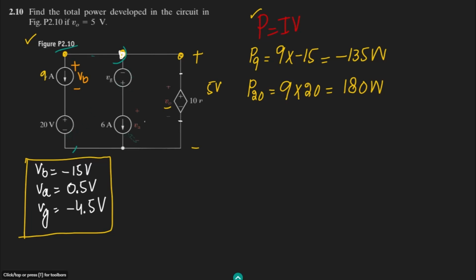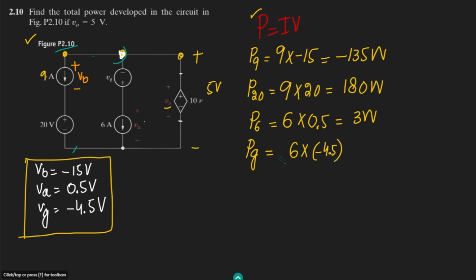Now let us move here, to this 6 amperes source. P6 is what? The current through it is 6 multiplied by the voltage across it, which is 0.5. So that is 3 watts, and the plus sign denotes that this is the absorbing source. Now this VG, let me call it PG, and the current through it is known, that is 6. And the voltage across it is minus 4.5, which is already known.